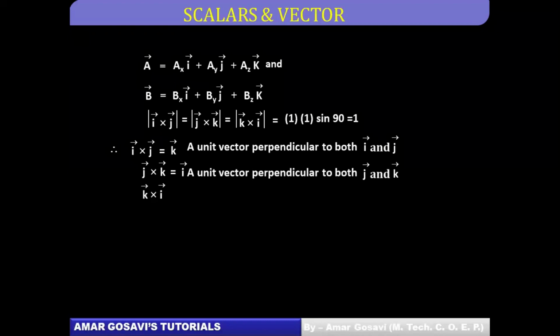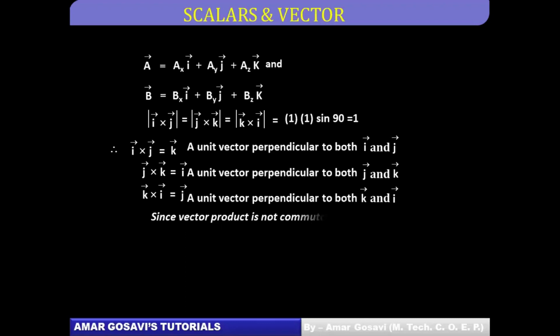Similarly, k cross i. Now we are talking about a cycle. After i comes j, then j comes k, after k comes again i. So everything is positive in this case. So k cross i is j, the unit vector perpendicular to both k and i vectors.